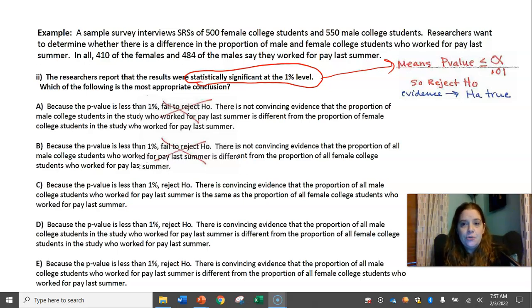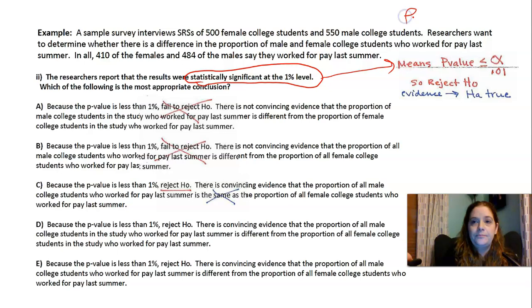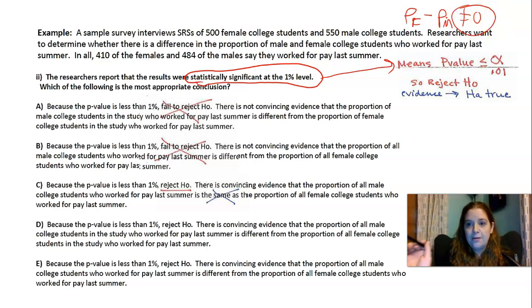Now, the other thing I need to do is read through and try to find one that says that Ha is true. Now remember, our Ha that we're testing is that the proportion of female college students minus the proportion of male college students is not equal to 0. Or maybe it was the other way around. Sorry, I can't remember now. But basically, we want to make sure that they are different. That's what we're testing. Are they different?